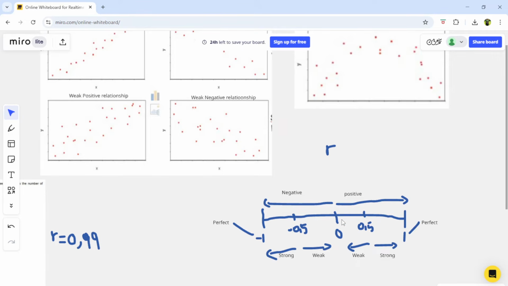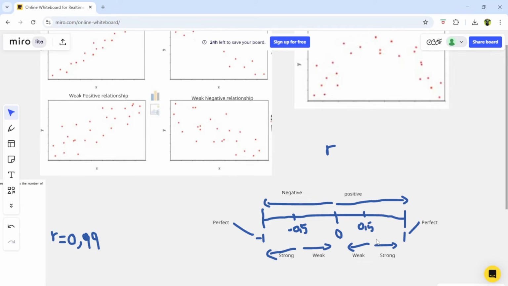from 0 to 1 is positive, and you can actually see that with the sign, if it's a positive sign or a negative sign. All right. So from 0 to 1 is positive, and from 0 to -1 is negative. We all know that, right? So now I just wrote these numbers minus 0.5 and positive 0.5 to differentiate between the strong and the weak part of this if you're given the correlation coefficient.